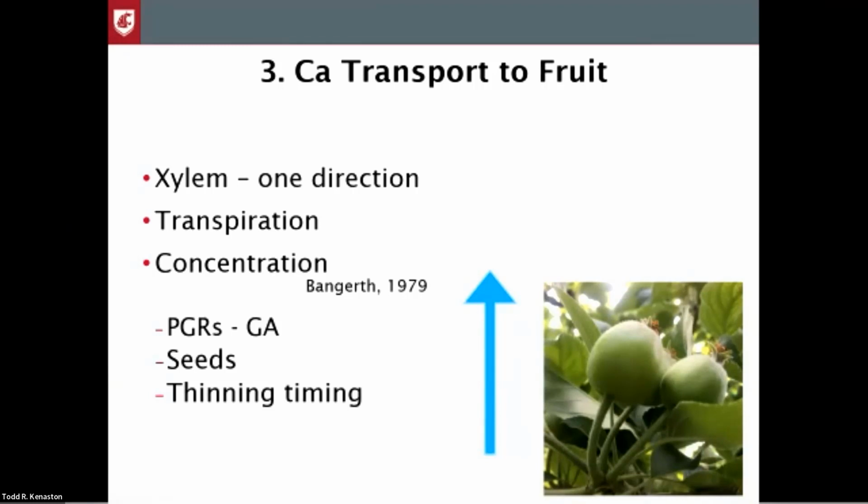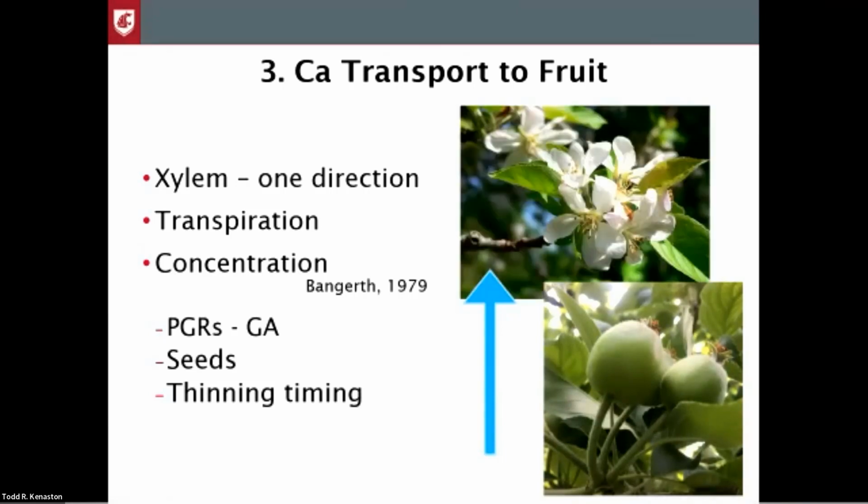Now, that's why there's a couple of research papers that show that early thinning can prevent the uptake of calcium into the fruit and lead to increased levels of bitter pit if we thin too early. That has other consequences too.